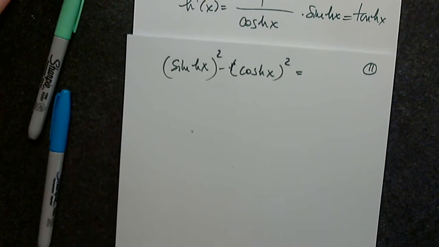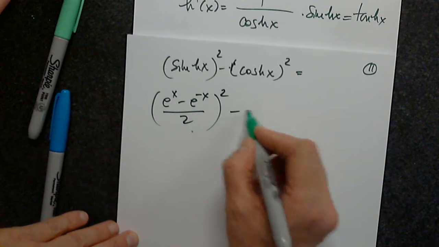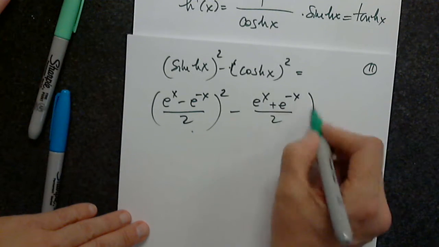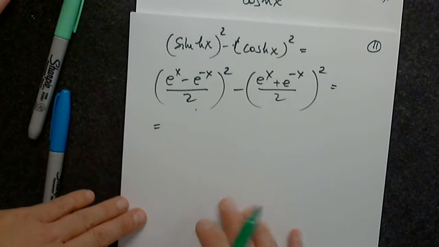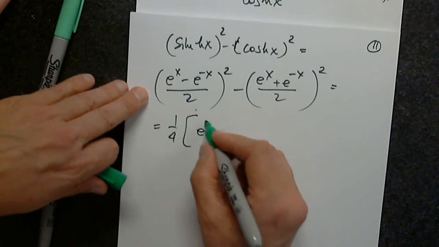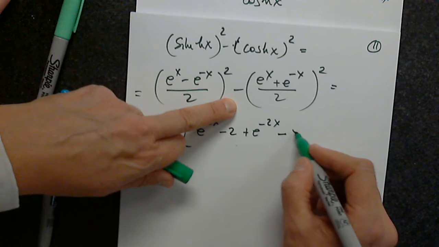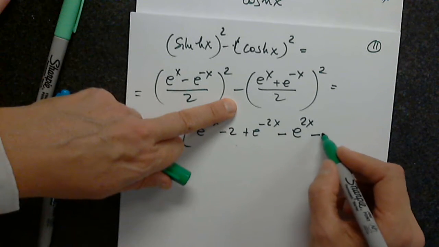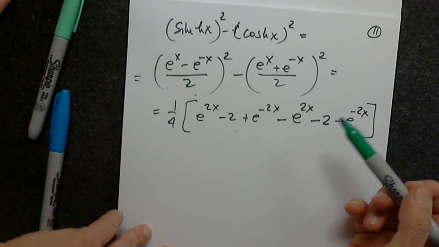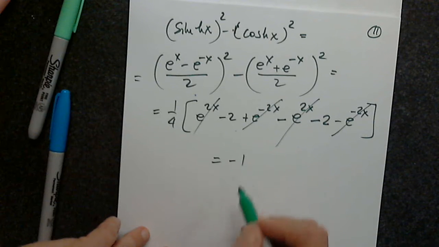Okay, so let's look also at the difference. So this is e to the x minus e to negative x divided by 2 squared, minus e to the x plus e to negative x over 2, everything squared. Let's see what we get now. Again, we get 1/4. So this is e to 2x minus 2 plus e to negative 2x, but this time minus e to 2x and then minus 2 and then minus e to negative 2x. So these two go away. These two go away. And that's how we get the negative 1.